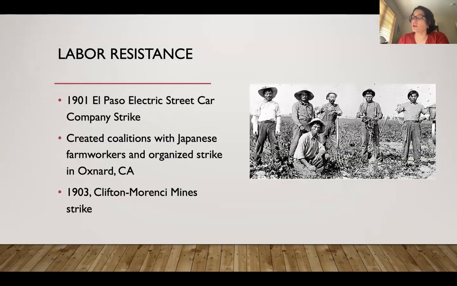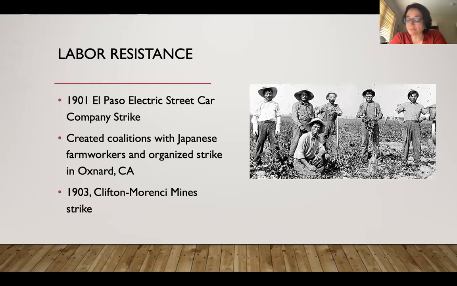There were also, though, forms of labor resistance. In 1901, in the El Paso Electric Streetcar Company strike, Mexican construction workers went on strike. They demanded wage increases and that the company stop replacing them with lower wage Mexican workers. They didn't earn the raise, but did get the company to stop importing workers from Mexico.